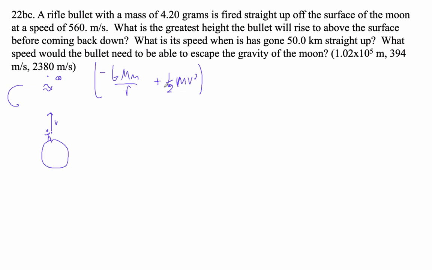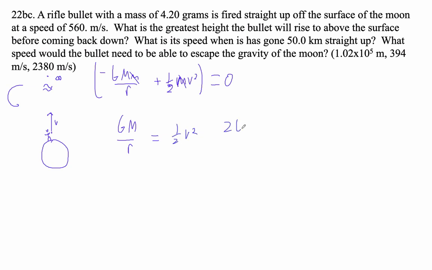Okay. So what we're going to say is that this plus this is 0. That is, it reaches infinity, so it's got 0 potential, and it's not moving, so it has 0 kinetic. So let's figure that out. Notice that the first thing we can do, we can cancel the mass of the bullet. I can divide 0 by the mass of the bullet, and I can divide this side by the mass of the bullet. Okay, and then I can go GM over r is equal to 1/2 v squared.